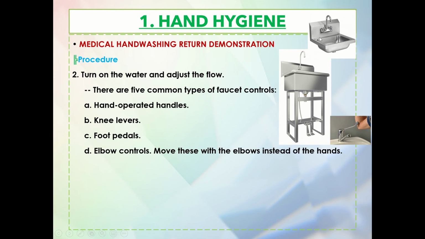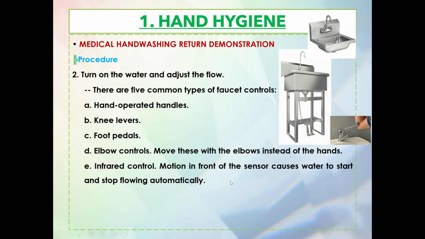And then elbow controls, this one. So we use our elbow para bumukas yung tubig. So you move this with elbows instead of hands. Although pwede naman yung hands, pero again, pag elbow, pwede siyang makontrol ng ating elbow. And then infrared control, where the motion in front of the sensor causes water to start and stop flowing automatically. So ito yung mga automatic na faucet or gripo na meron kayo in the hospital.